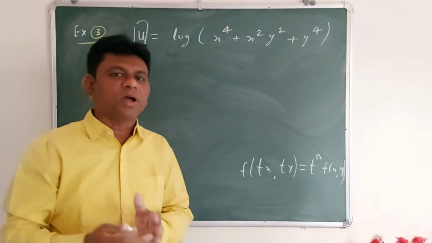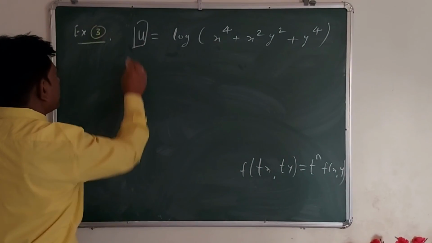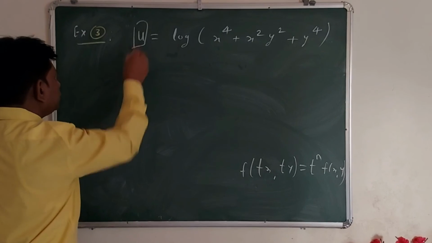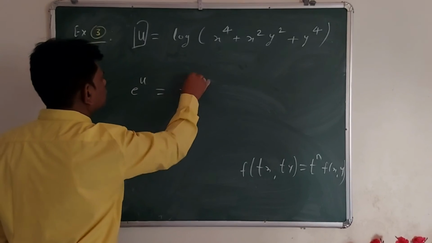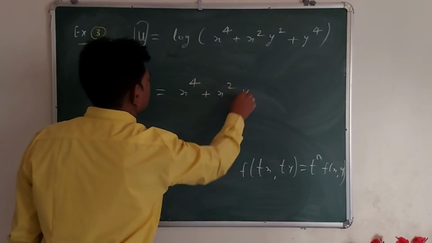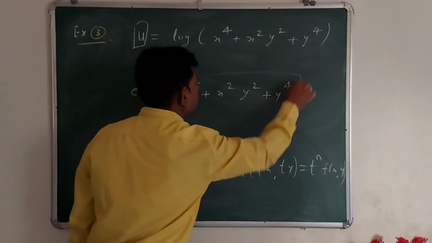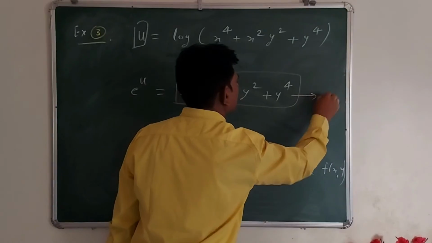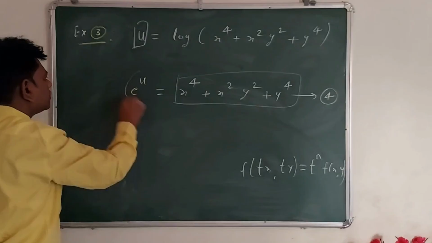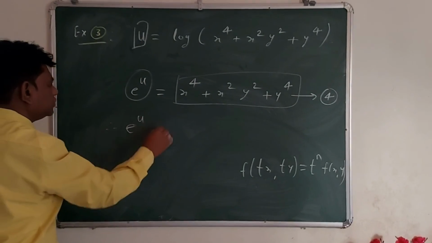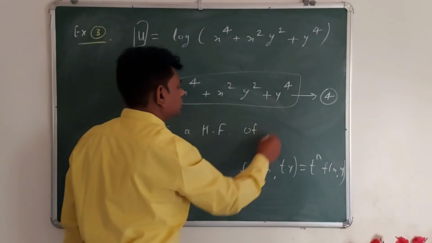Therefore we modify this function by using antilog. Therefore by using antilog, this u becomes now e to the power u is equal to x to the power 4 plus x square y square plus y to the power 4. Now this right hand side is a homogeneous function of degree 4 because all its terms are of the same degree. Therefore, this e to the power u is a homogeneous function of degree 4.